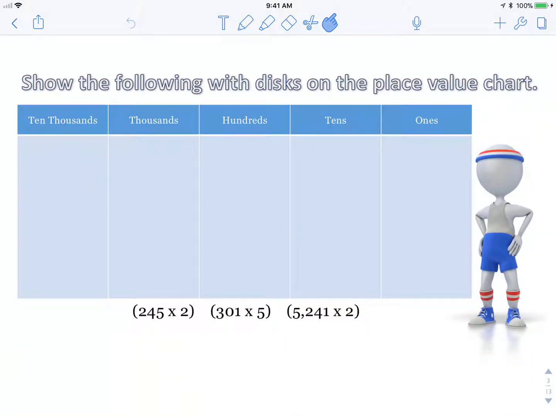Okay, show the following with discs on the place value chart. Just a reminder, when I have 245, I have 2 hundreds, 4 tens, and 5 ones. And how many times does that happen? Times 2. So, solve each of the 3 problems.